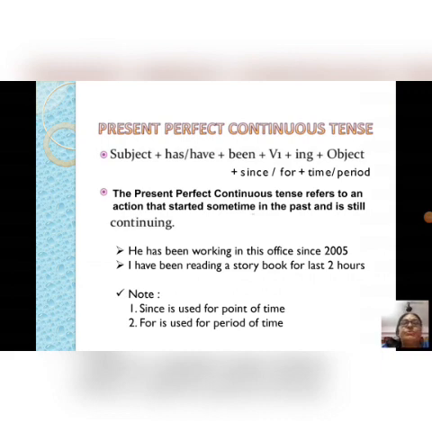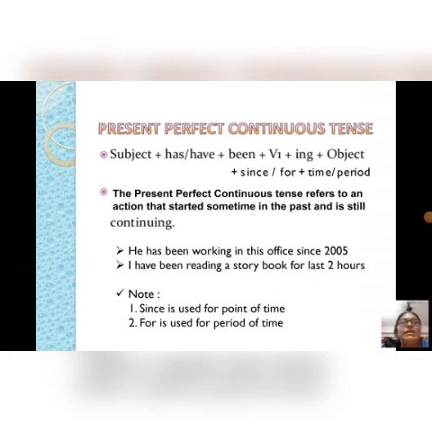Now come to the next, present perfect continuous tense. The present perfect continuous tense refers to an action that started sometime in the past and is still continuing. So the action that started in the past but is still continuing in the present. For example, he has been working in this office since 2005. Second example, I have been reading a storybook for the last 2 hours.